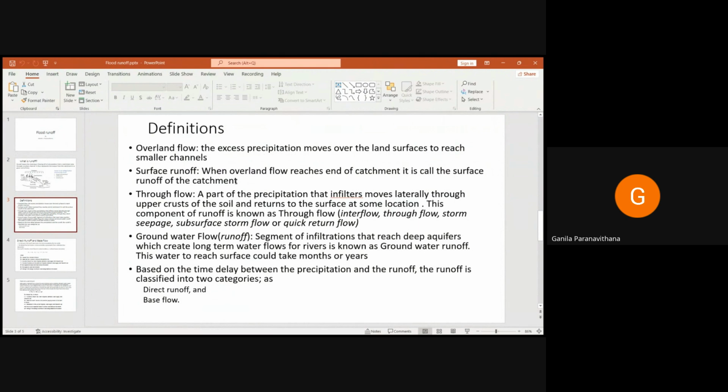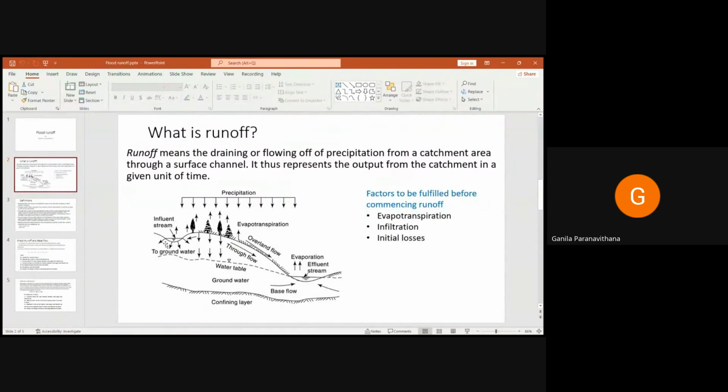Now we were talking about the catchment and catchment runoff in the previous lesson. So surface runoff is the runoff from the surface at the outlet of the catchment. Through flow is the part of precipitation that infiltrates, moves laterally through the upper crusts of the soil and returns to the surface at some location. So I have just told you using this diagram what the through flow means.